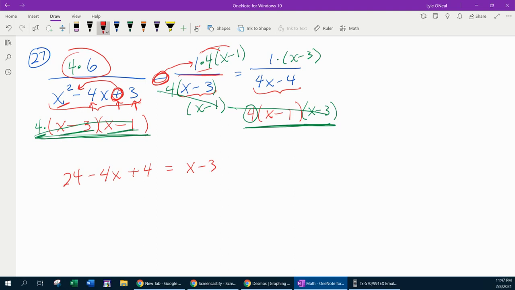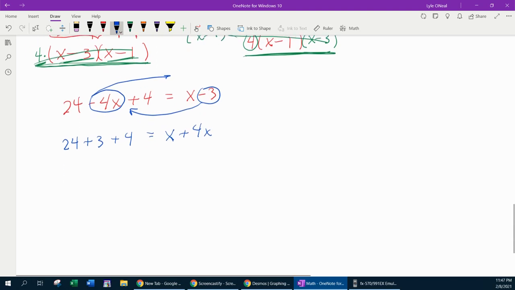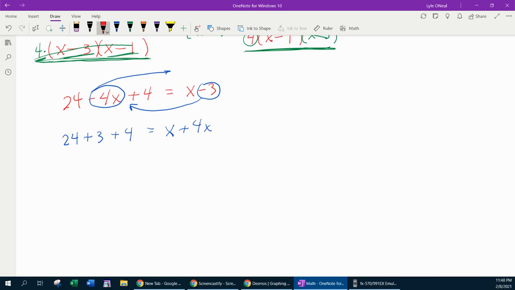And now it should go pretty quickly. So here's what I'm going to do next. I'm going to take the negative 4x this way and bring the negative 3 back. That'll give me 24 plus 3 plus 4 equals x plus 4x. And then I can CLT, combine like terms. And you want to use a little TLC when you CLT.